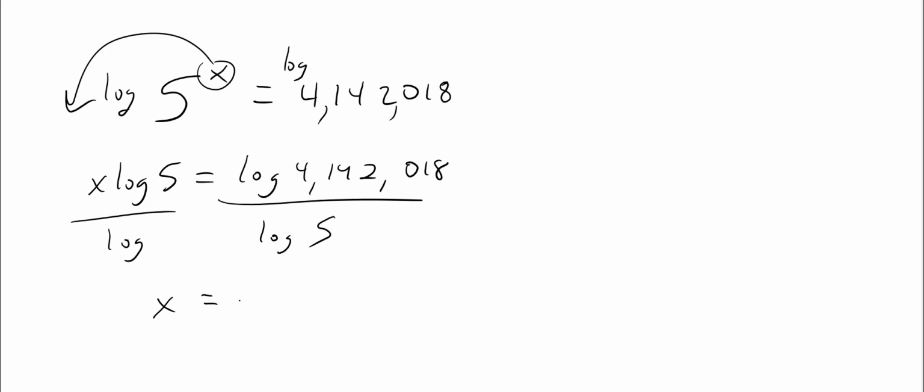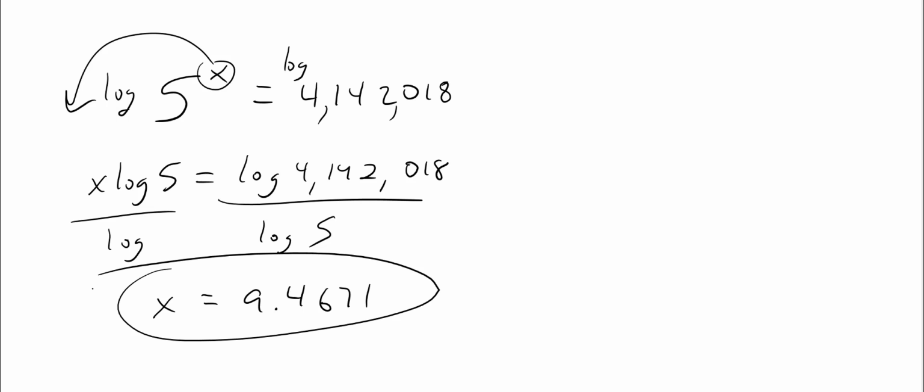So x comes out to be, let me just type this in, log of (4142018) divided by log of (5), equals 9.4671. There we go. That's so cool. I just figured out an exponent for that 5. So 5 to that power is 4,142,018. It's so cool. Okay, so that's the first part of this.